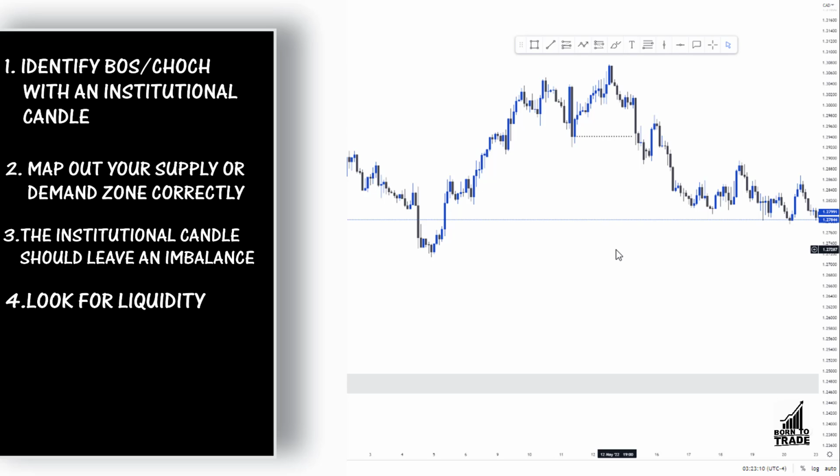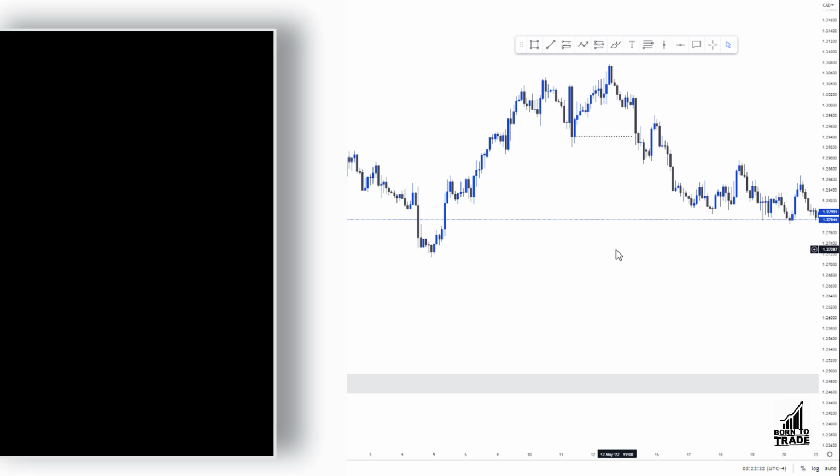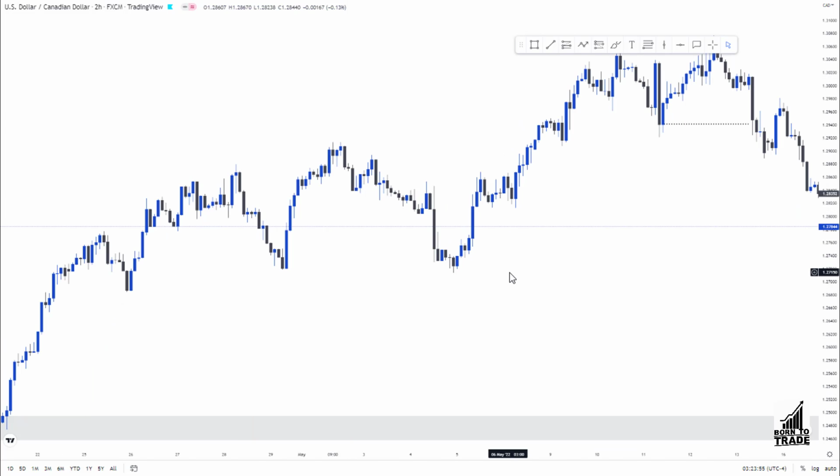Remember, I said number one, identify institutional candles with break of structure or change of character. Number two, map out your supply and demand zones correctly. Number three, identify where there is imbalance. Those candles always leave imbalance, so spot the imbalance because price will surely come back to fill the imbalance. And lastly, find where there is liquidity. Look for liquidity in the market. So let's move to the example.